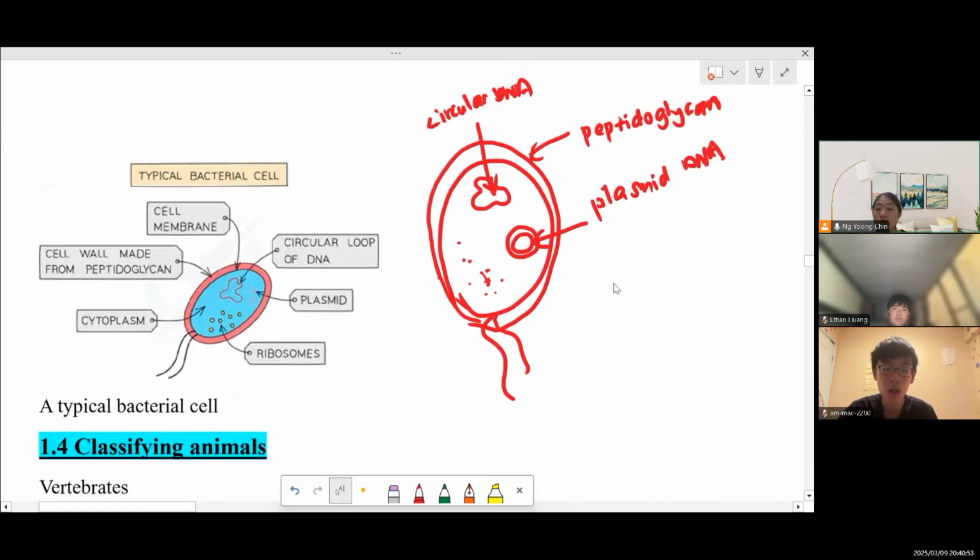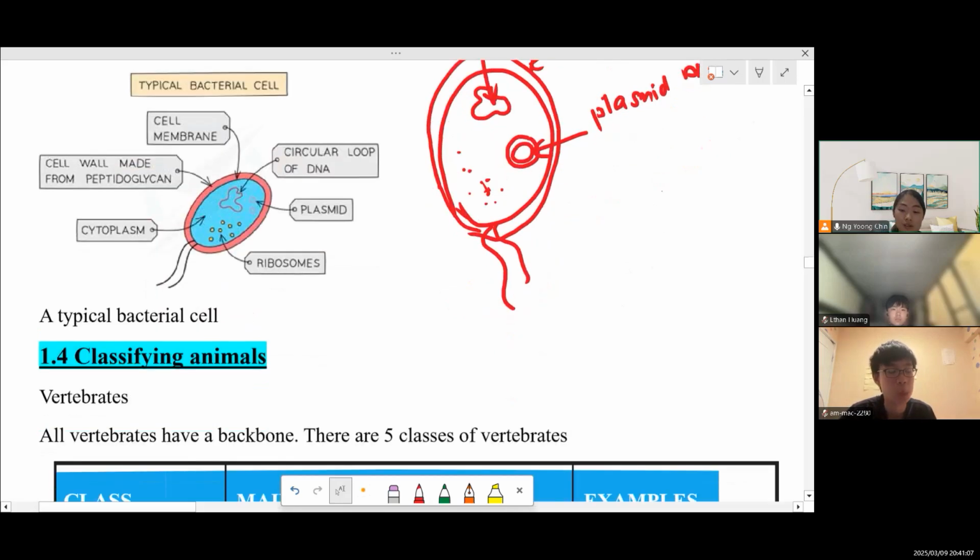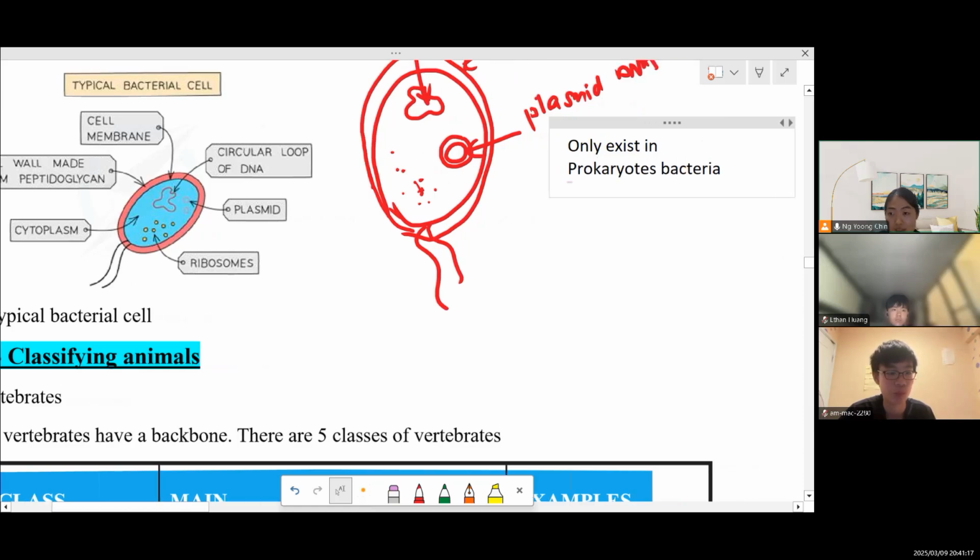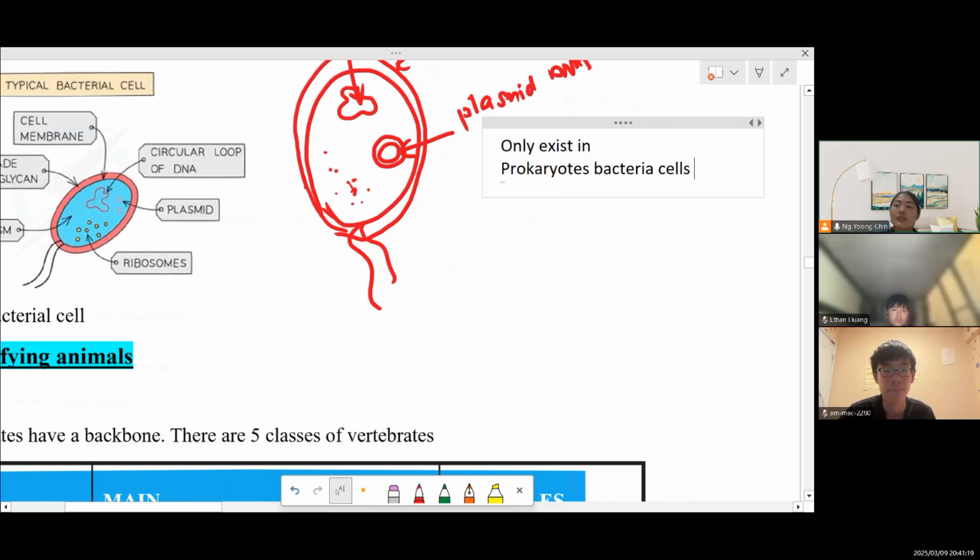Okay, so you should remember that plasmid DNA only exists in the bacterial cell. They are not found in any other cell. Only exists in prokaryote cells, the bacterial cells. Yes.